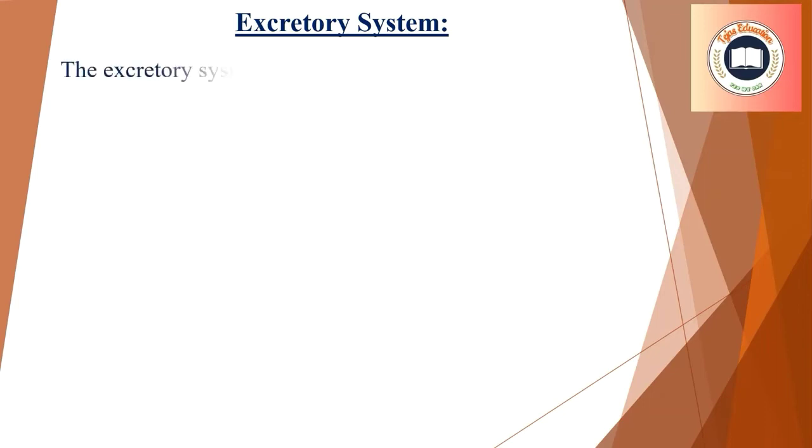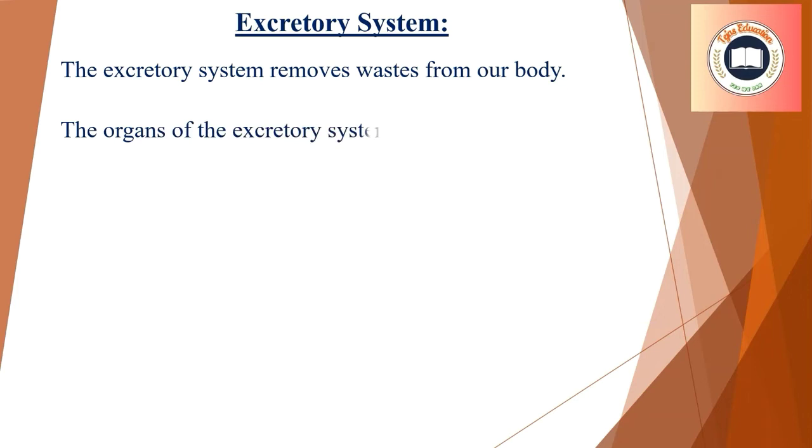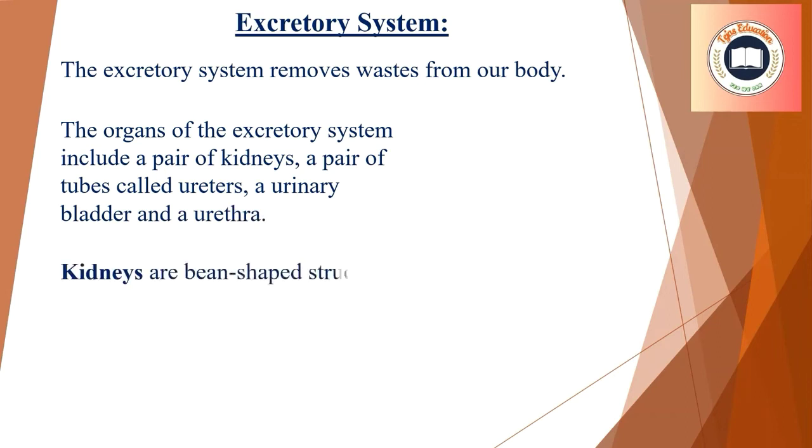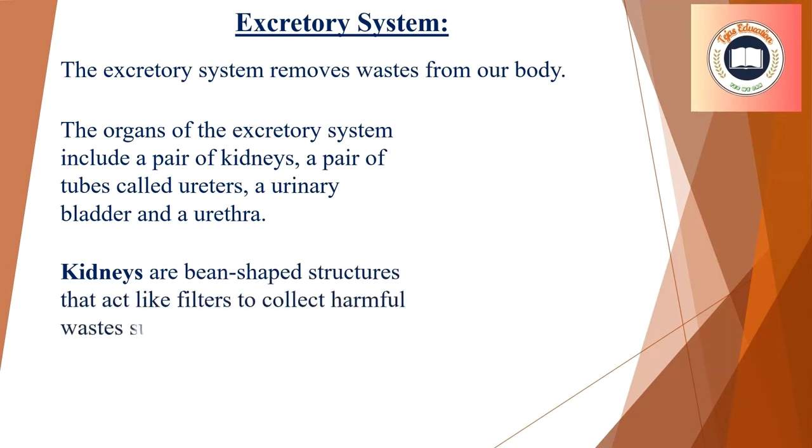Now let us learn about the excretory system. The excretory system removes waste from our body. The organs of the excretory system include a pair of kidneys, a pair of tubes called ureters, a urinary bladder, and a urethra. Kidneys are bean-shaped structures that act like filters to collect harmful wastes such as urine and excess salts from the blood.